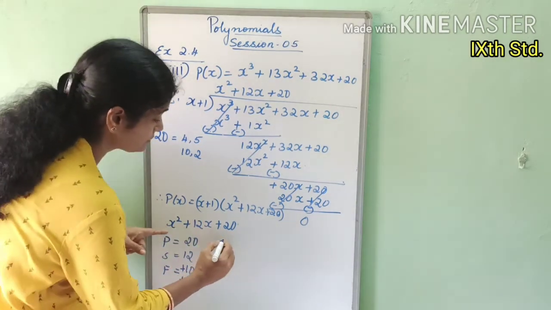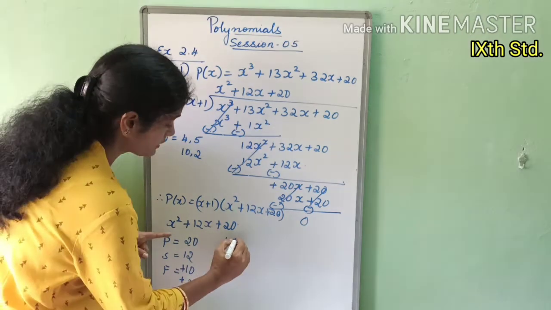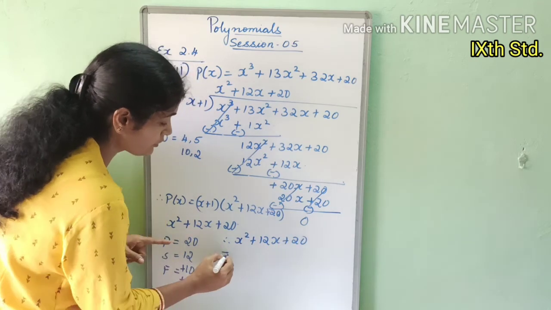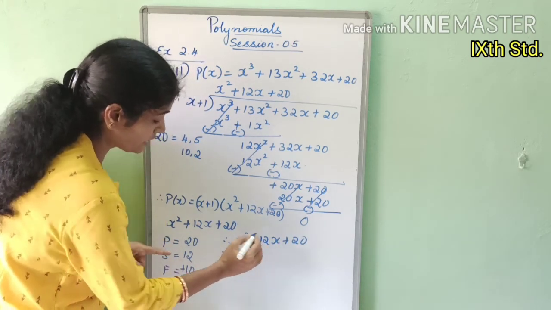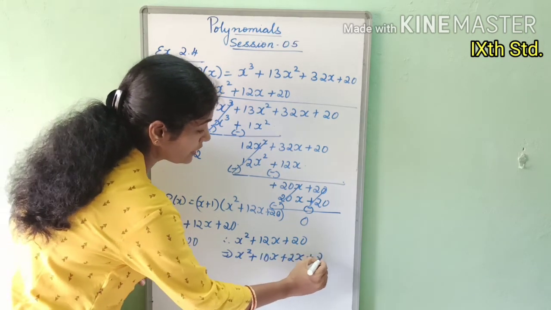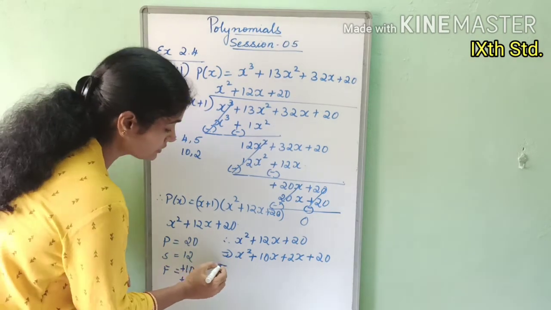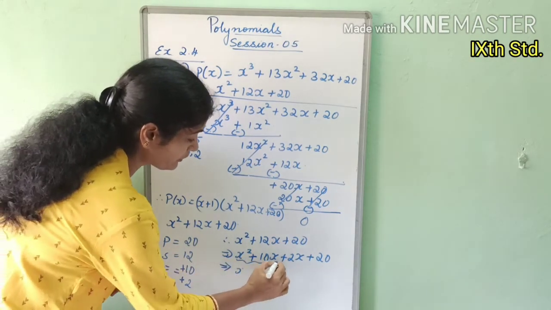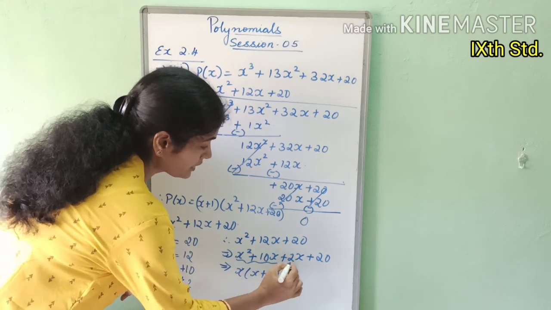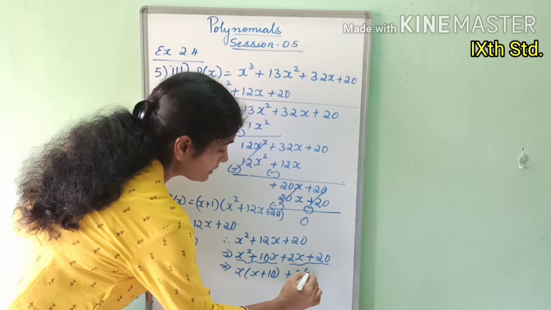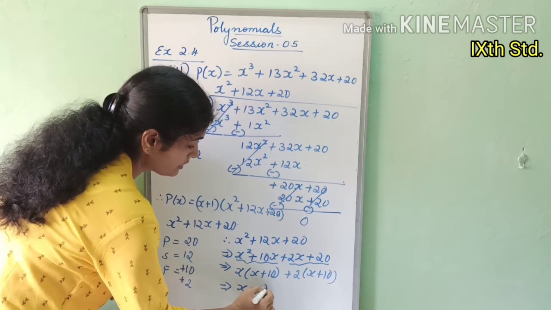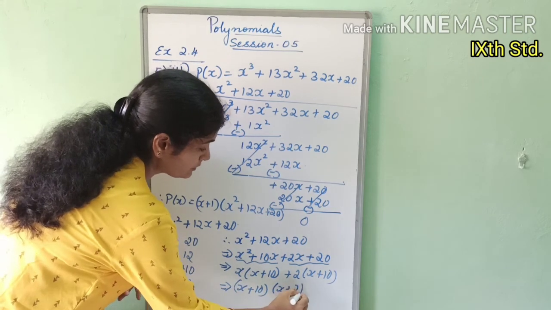Therefore, how can we write? This x square plus 12x plus 20, if you are going to split the middle term, this 12x you are going to write as 10x plus 2x plus 20, right? So this is equal to, taking the common factor in the first two terms, x is common, so x plus 10. In the second two terms, 2 is common, x plus 10. So this will be x plus 10 into x plus 2, right?